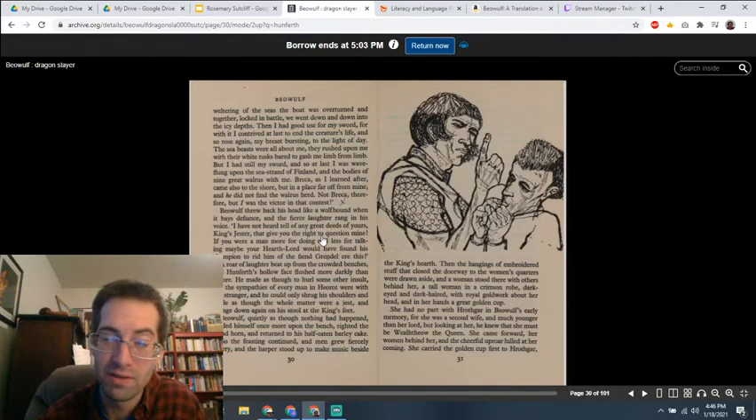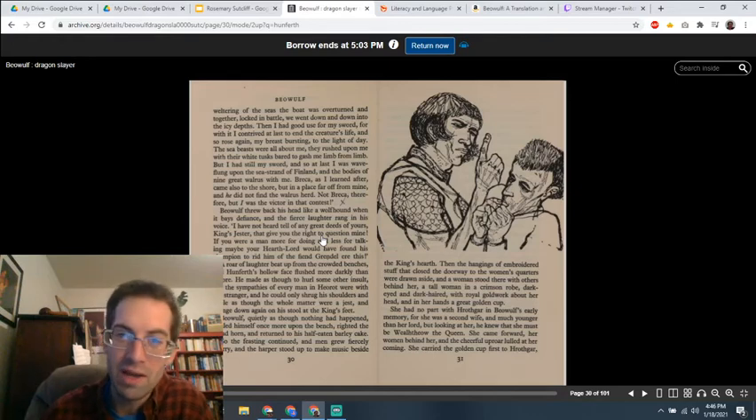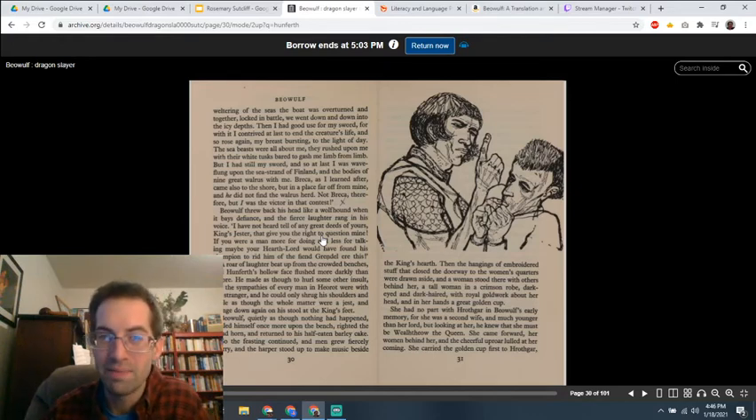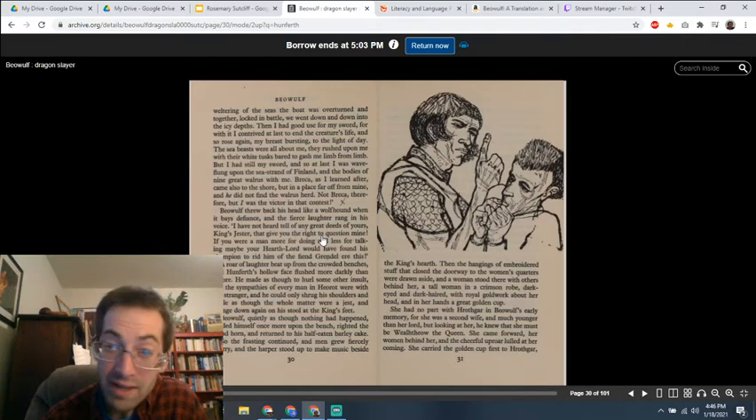This is one that Rosemary Sutcliff keeps in her story. She leaves out the bit about the old king, but she keeps in the story about Beowulf and Breca, their swimming match, essentially. Makes it into a hunting match. And the effect, I think, is important.